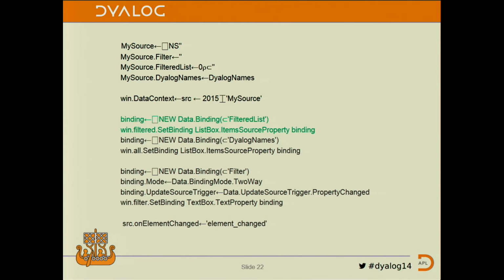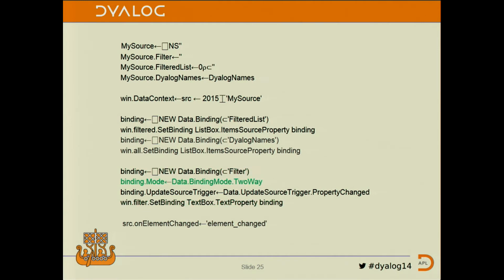We create a new binding object, which we then associate with the filtered list, which is the list on the right-hand side of the user interface, which will be then associated with the filtered list member of the namespace. We do the same thing with the list box that appears on the left. Tell it should get its content from the dialog names element of the namespace. And finally, we associate the text of the text field at the top with the variable called filter, which is inside the source as well.